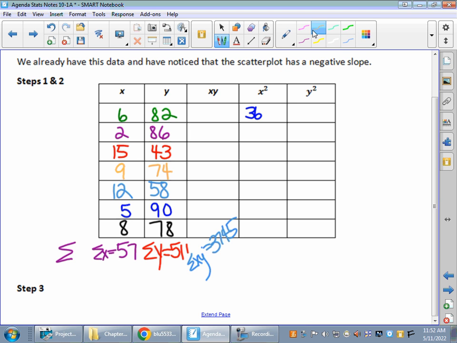Sum of my X squares, I've got a 579. And the sum of my Y squares, I've got 38,993. And don't forget, your N is 1, 2, 3, 4, 5, 6, 7. I've got 7 sets of ordered pairs.